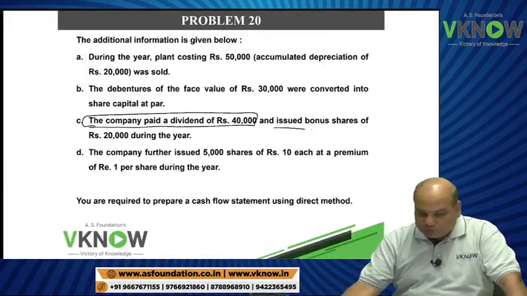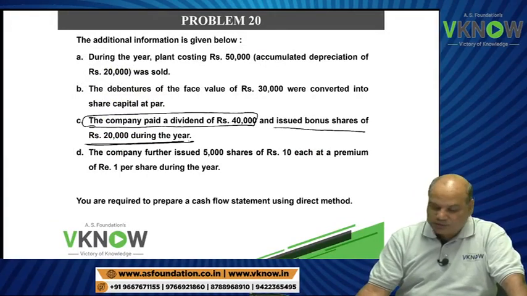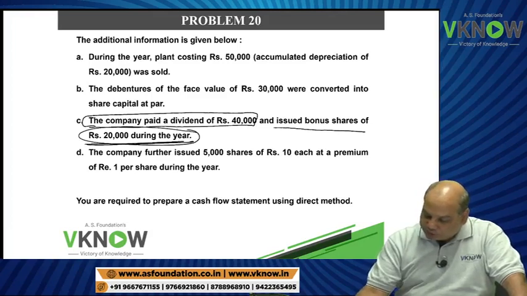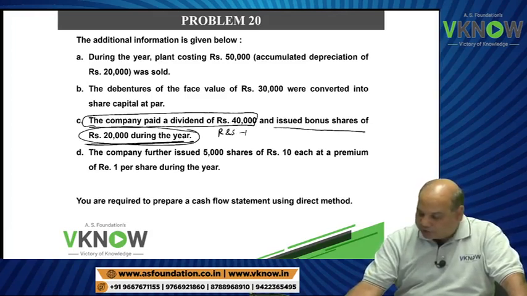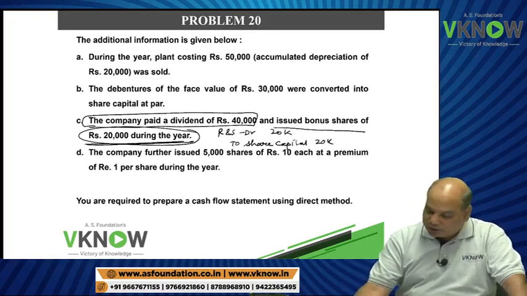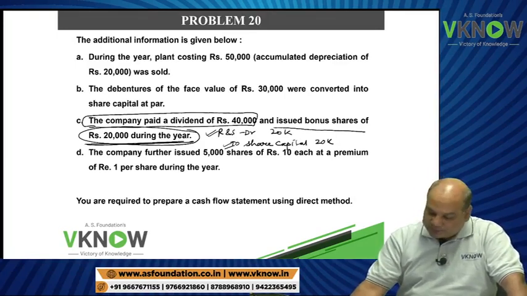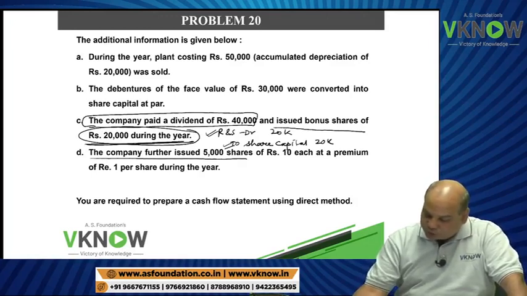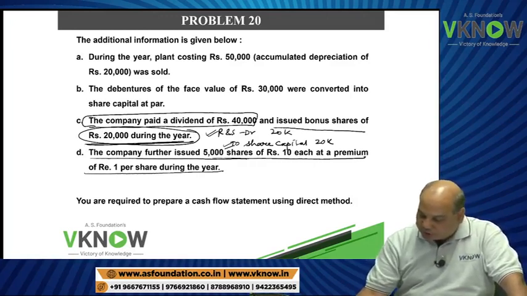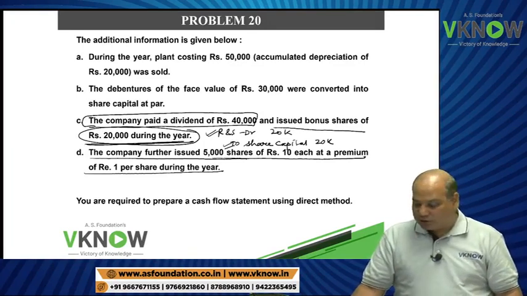Next point is the company issued bonus share of 20,000 rupees. Reserve and surplus account debit to share capital 20,000. So again tick mark reserve and surplus and tick mark share capital. Next line, company further issued 5,000 shares of rupees 10 each at a premium of rupees 1 per share.